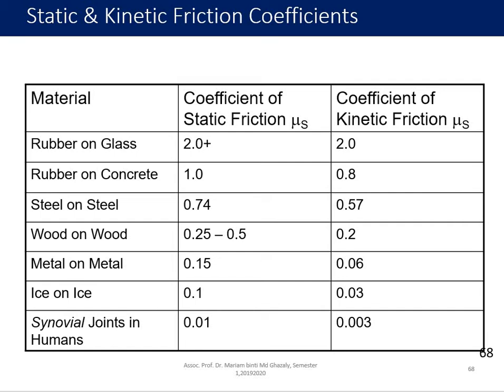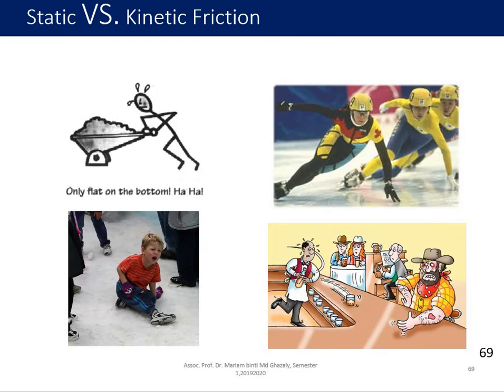This table shows materials: rubber on glass, meaning rubber is in contact with glass, rubber on concrete, steel on steel, wood on wood, ice on ice, and synovial joints in humans. Synovial joints are joints like your knee, as well as your shoulder, in which you have some kind of lubricant, but you still have friction: the kinetic and static friction at each of the joints.